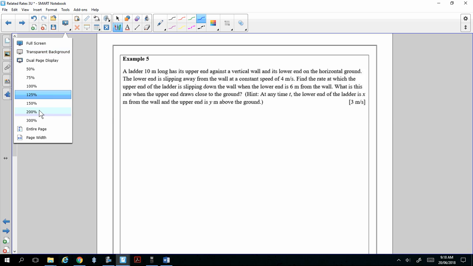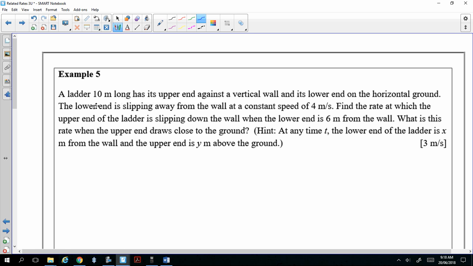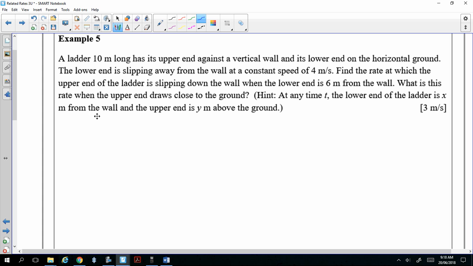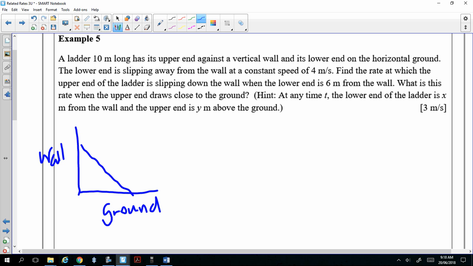Okay, a 10-meter long ladder has its upper end against the vertical wall and its lower end on the horizontal ground. Let's draw a picture. So we'll have a wall, we'll have the ground, and we'll have a ladder, which we represent by a straight line, and that ladder is 10 meters long. Okay, so basically the lower end is slipping away at a constant speed of 4 meters per second. So this thing is moving away at 4 meters per second.